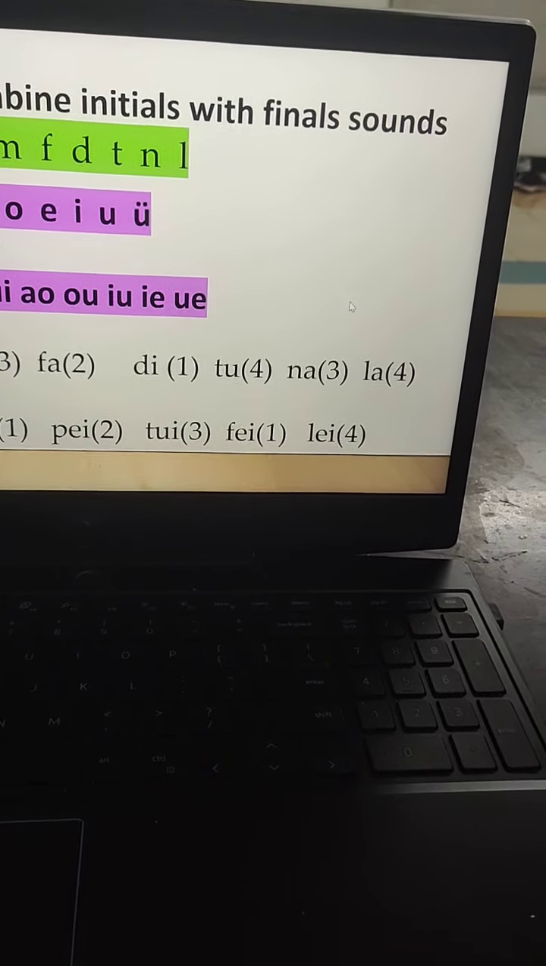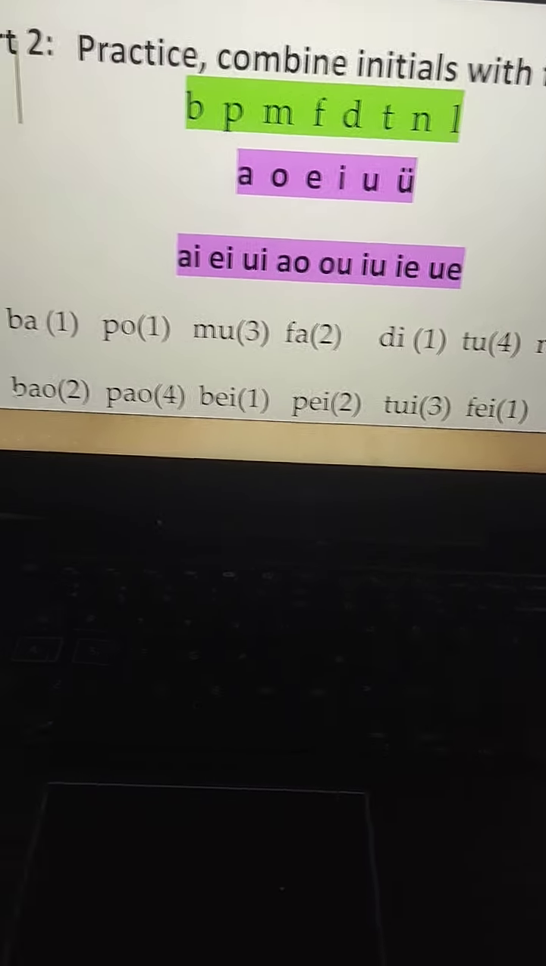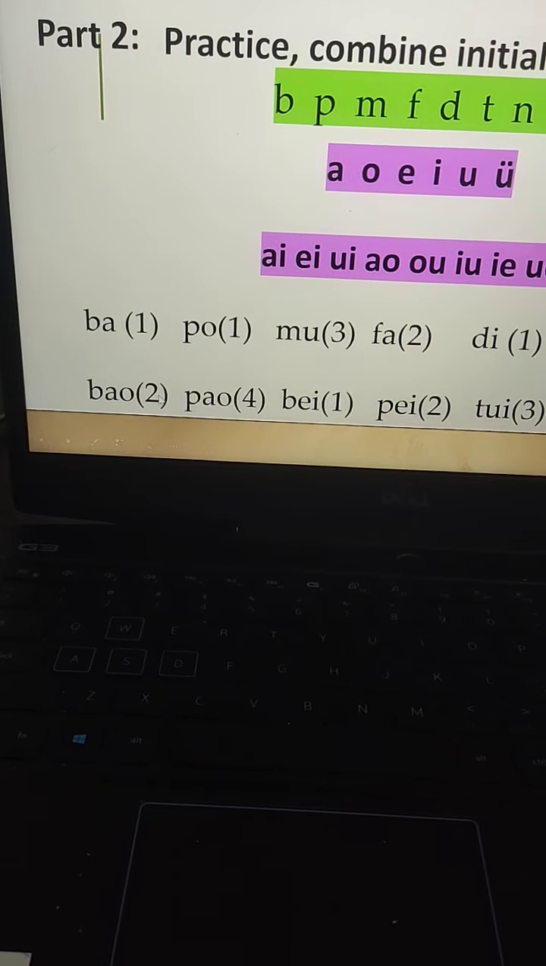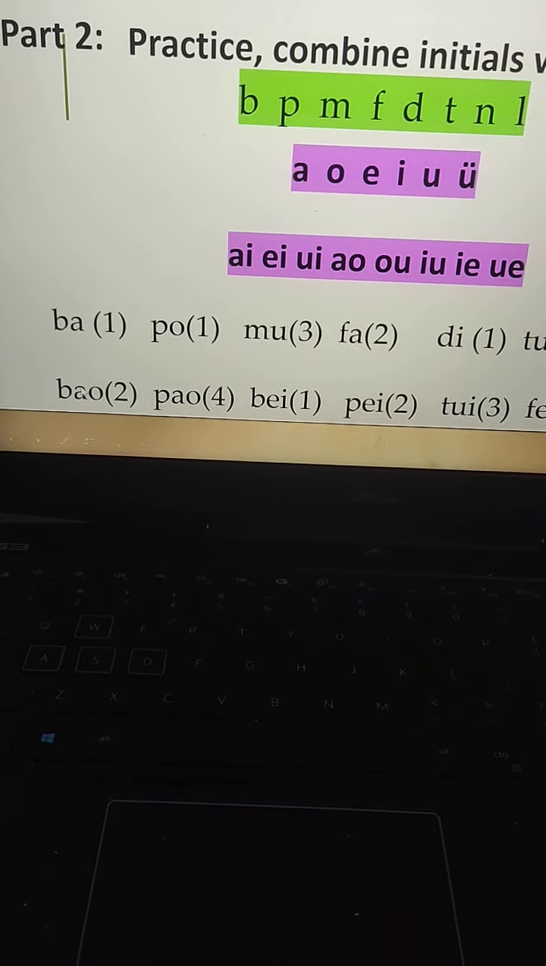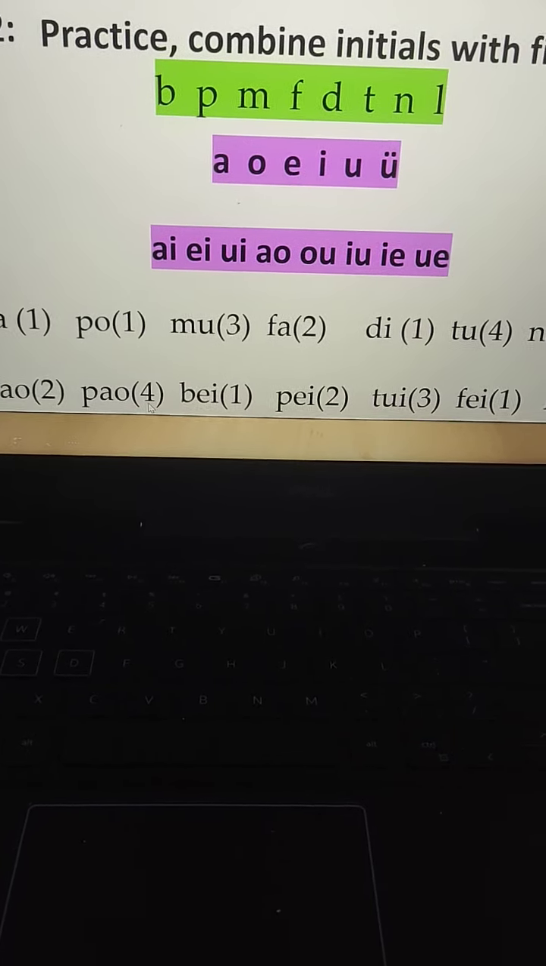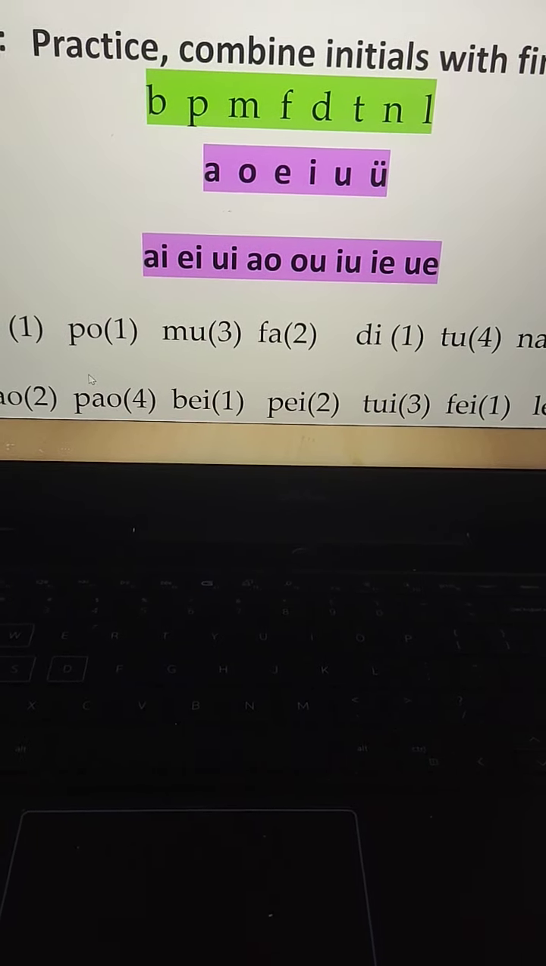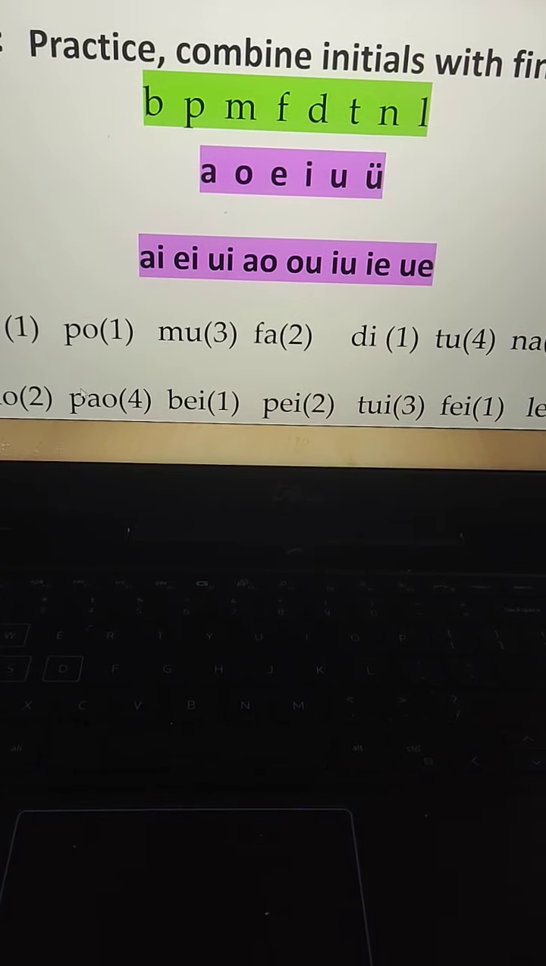Okay. How about this one? How to pronounce this one in second tongue? Bo, ao, bao. Bo, ao, bao. How about this one in fourth tongue? Po, ao, pao. Po, ao, pao.